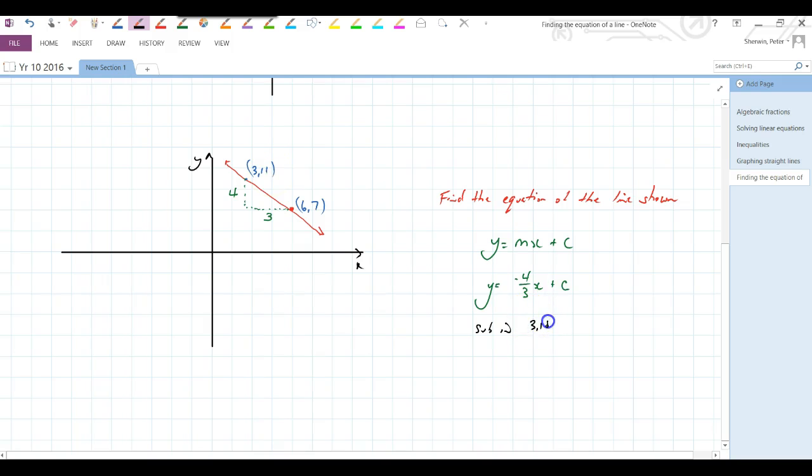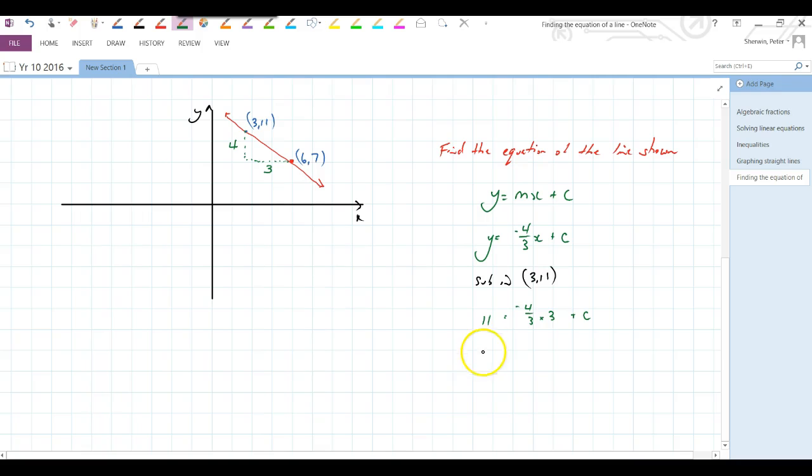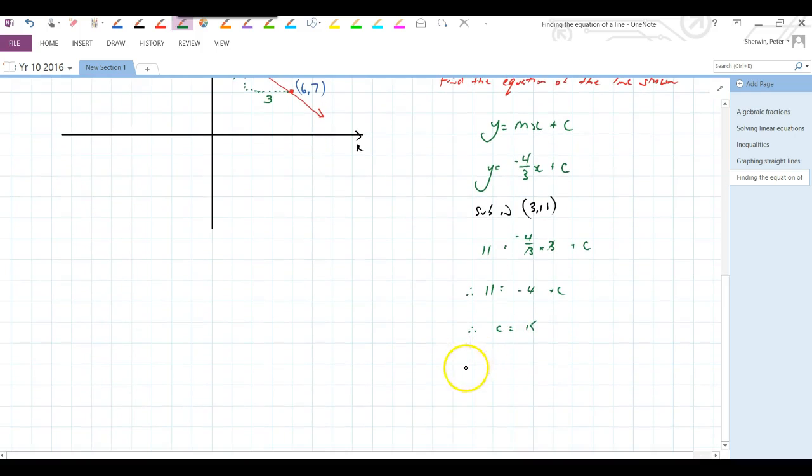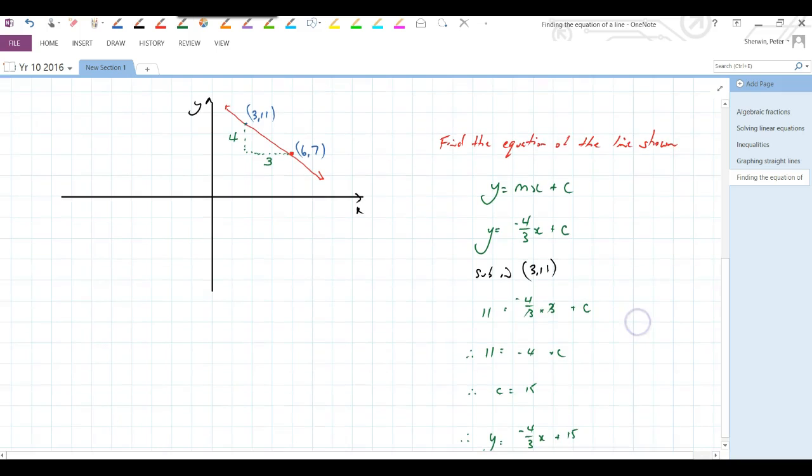So sub in (3, 11). That means for y we're going to sub in 11. So put in 11 for y equals minus 4/3 times x, which is 3, plus c. Now this is going to solve it for c, isn't it? So look at this, 11 equals minus 4 over 3 times 3. Those 3's cancel, and we're left with minus 4. So c is equal to 15. So my equation is y equals minus 4/3 x, that's my gradient, plus 15. We worked out c by plugging in the point (3, 11) for x, y into this equation here.